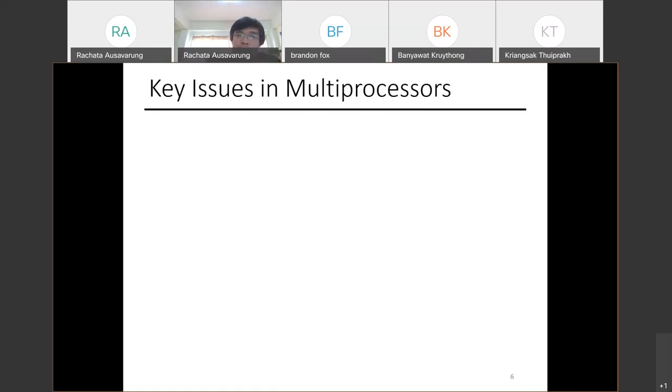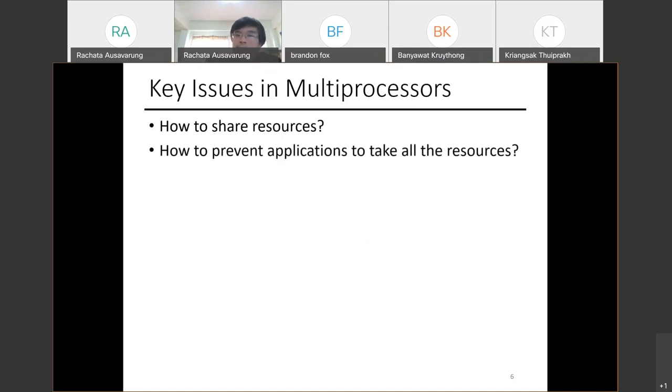So key issues that we talked about last Monday, this particular Monday this week, is how to share resources, how to prevent an application from taking out resources. In particular, we talked about, okay, what if you have an integrated GPU? What if you have the system on chip that shares the DRAM, right? This is exactly the same as the M1 processor, but M1 even has more things.